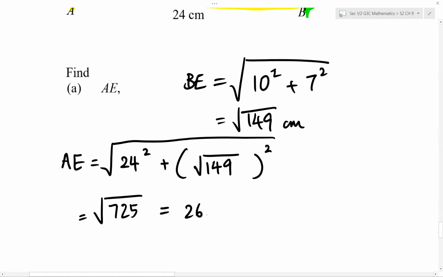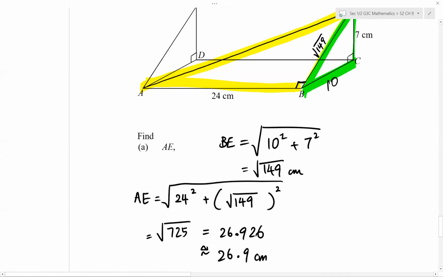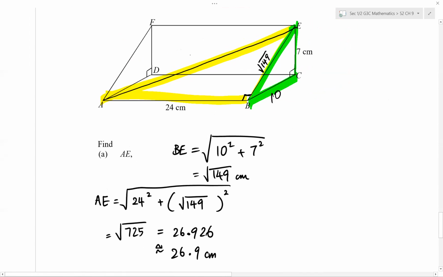So this will be 26.926, rounded off to 3 SF, 26.9 cm. So go back to your diagram. Does it make sense for this to be 26.9? It is the longer side. Is it currently the longer side? Yeah, it is. So your answer makes sense. But if you end up, for example, getting an answer that is less than 24, you have to recognize that something is wrong already. Cannot be less than 24 because it's the hypotenuse.